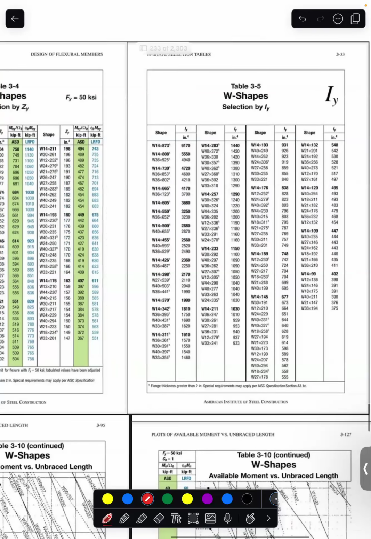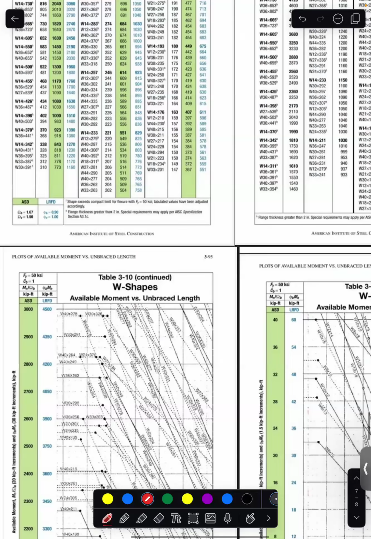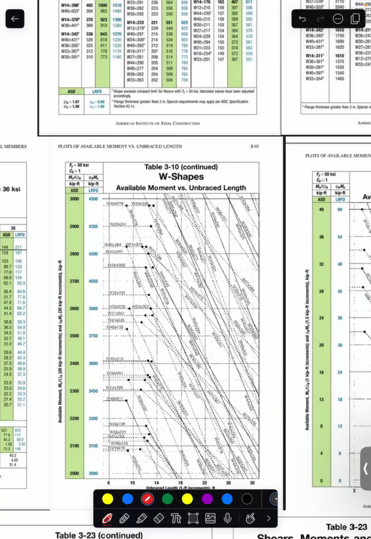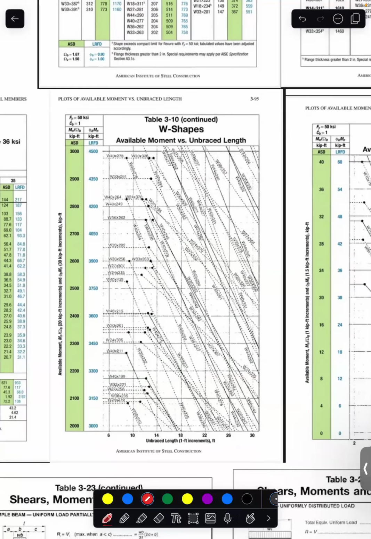Tapos similarly, pwede din yung selection using I sub Y. Then, on top of that, meron pa tayong table 3-10. So sa 3-10, gagawin na lang natin is alam na natin yung unbraced length. Halimbawa, nagbigay ng example or sa design, sabi yung unbraced length mo is 20 feet. Tapos halimbawa M sub U mo is equals to 4,000 kip-feet.